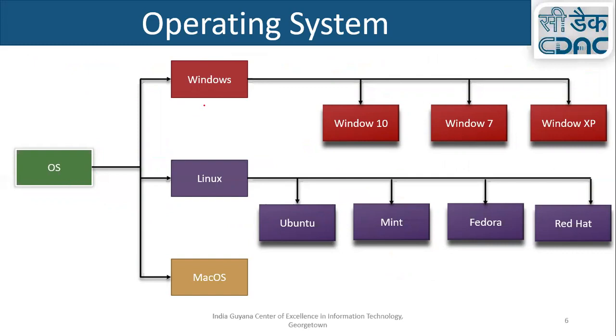So for operating systems, generally we have three in your computer domain: Windows, Linux, and Mac OS. If you go in the mobile section, you also have Android. Windows operating systems are like Windows 10, Windows 7, Windows 8, Windows XP. Linux has some flavors like Ubuntu, Mint, Fedora, Red Hat. These are just different types of Linux system. They are basically the Linux operating system, but with different names, different flavors.